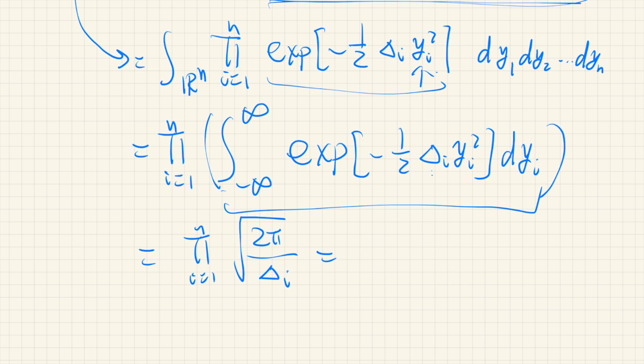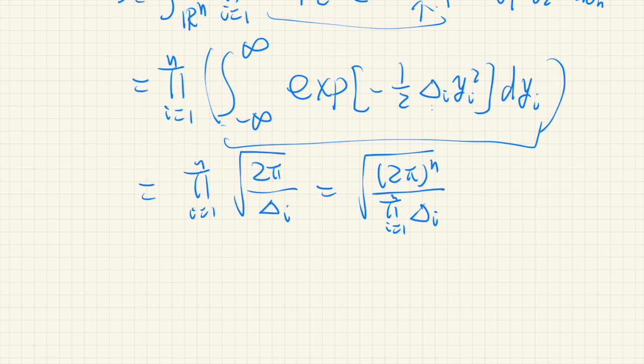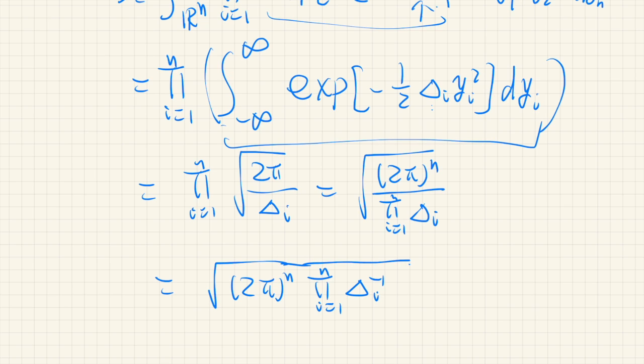2 pi is just a constant. So let's put everything here, 2 pi to the power of n, and then the product comes only in the denominator, delta i. So maybe we can write it this way: square root of 2 pi to the power of n, and the product of delta i inverse. Wait a minute, we have to take the product. Delta i inverse, so this is 1 over delta i.